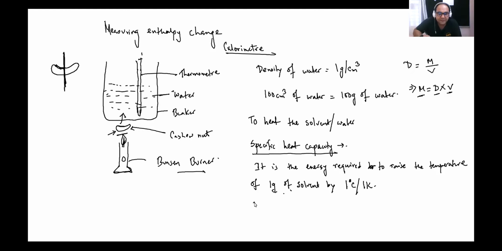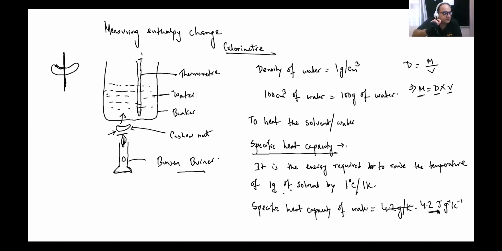So specific heat capacity of water is equal to 4.2 joule per gram per Kelvin. So you need to provide 4.2 joules of energy to raise the temperature by 1 degree, by 1 K.